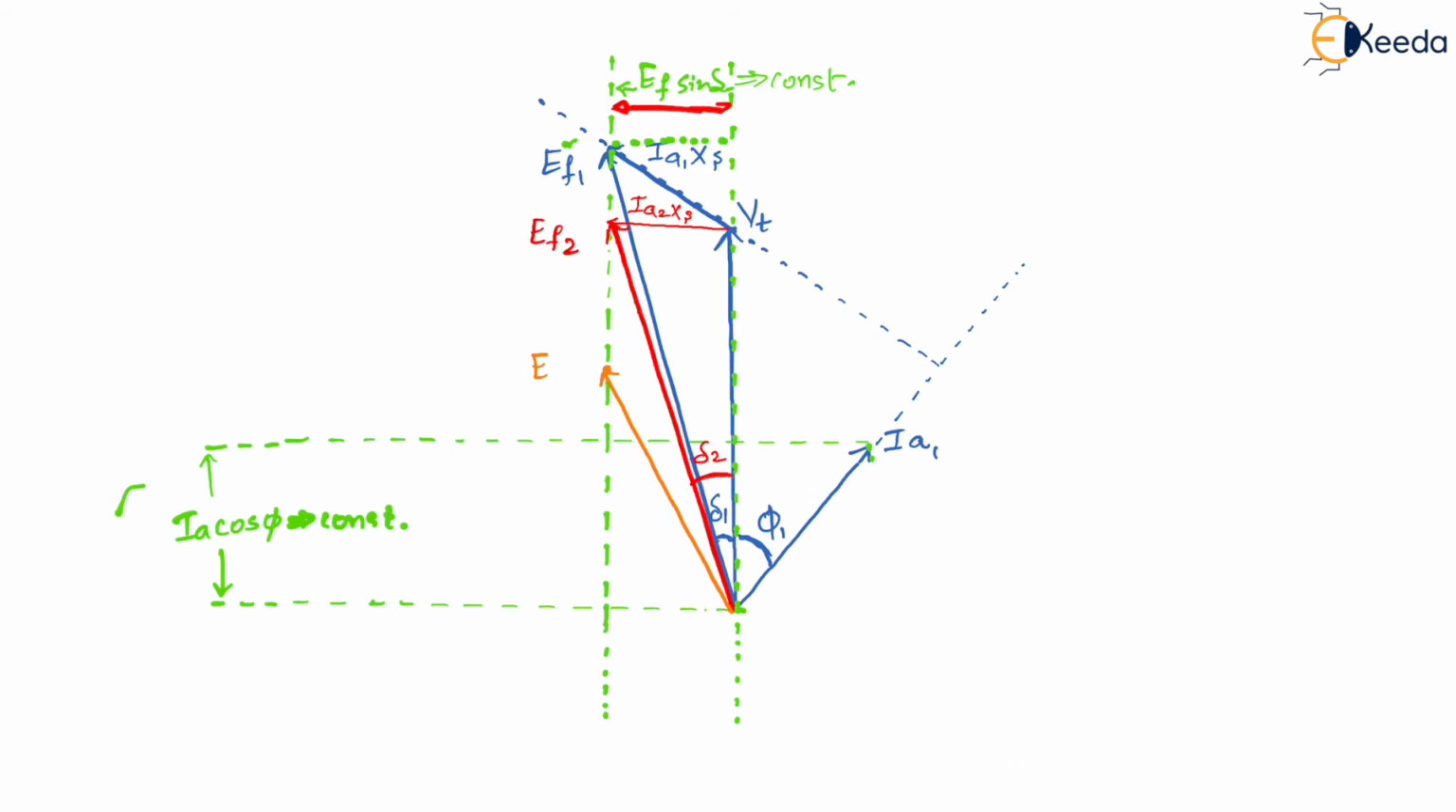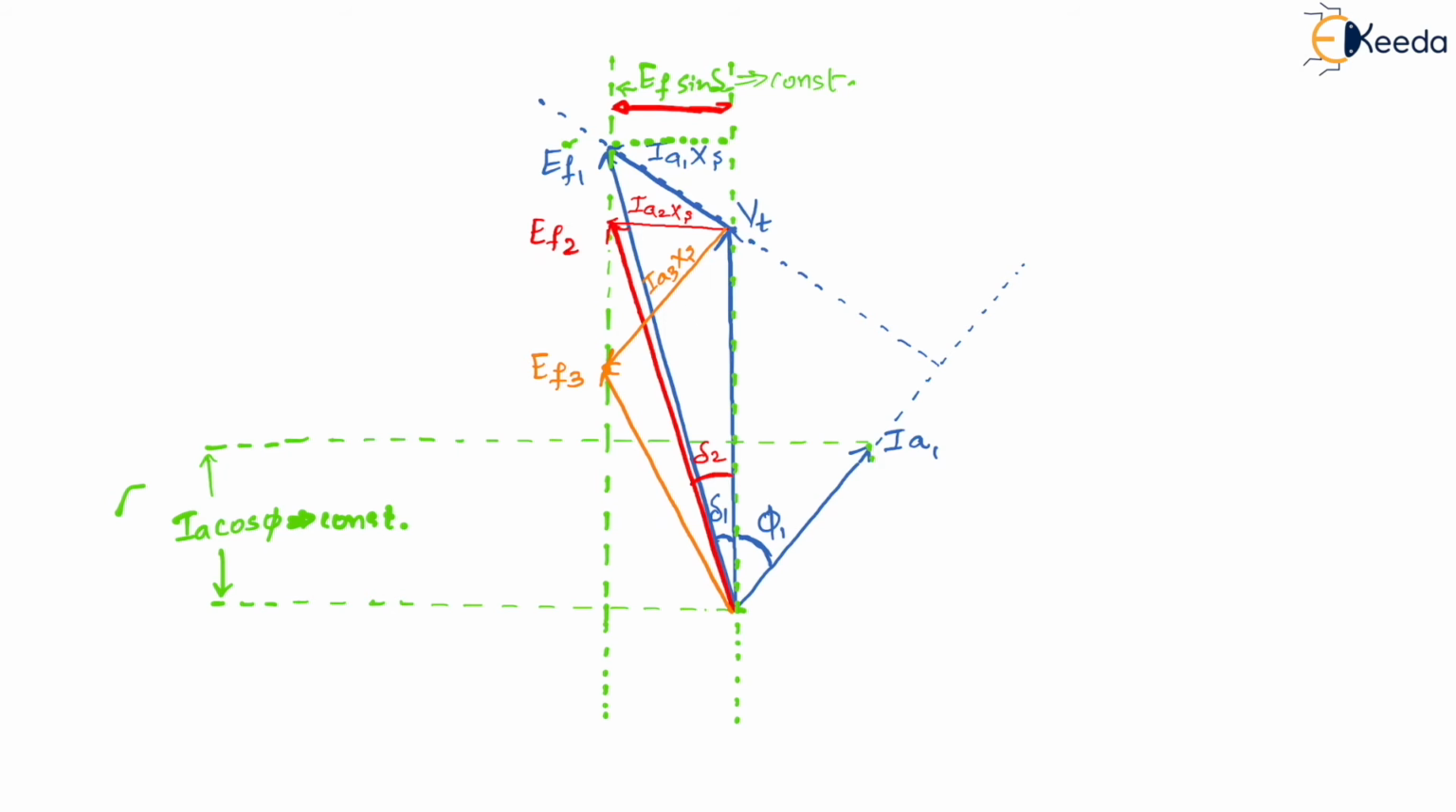This is nothing but my EF3, correct? Now, what should happen? VT plus IA3 access will be nothing but EF3, or not? Yes. Which means my IA3 access should move like this. So this is nothing but my IA3 access. Correct? Yes, no problem.